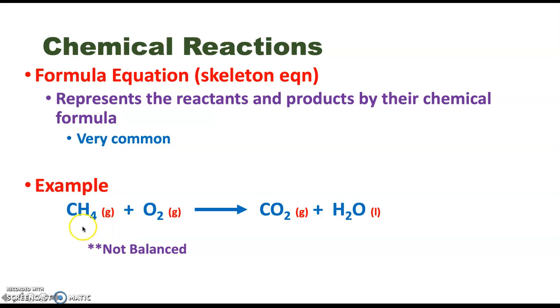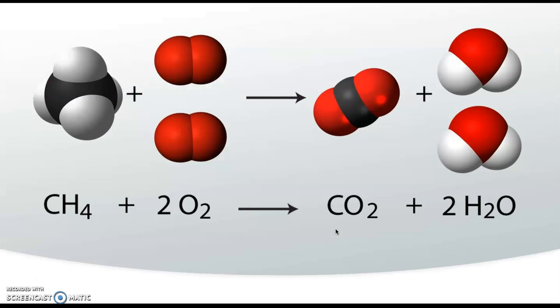You may not notice it right away, but there are 4 hydrogens on this side and only 2 hydrogens on this side. So this is not balanced because the amount of hydrogens going in does not equal the amount of hydrogens coming out. So that's why we'll learn how to fix that next video.